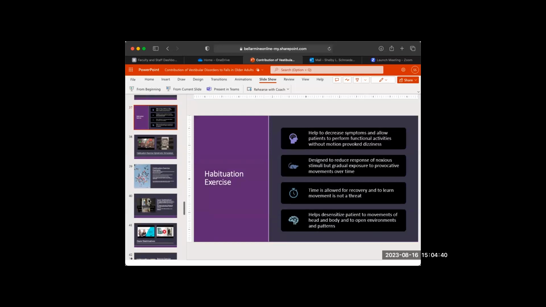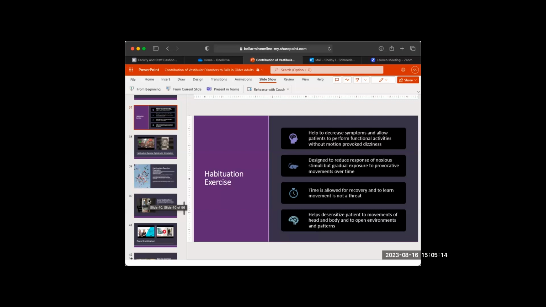Okay, so I listed what physical therapy encompasses for dizzy patients, and we're getting into what those things are. Habituation exercise helps decrease symptoms and allow patients to perform functional activities without motion-provoked dizziness. Some people with vestibular disorders will be dizzy when they get a lot of information to their visual system. So they turn their head, they get a lot of visual input, or just when they move in general.